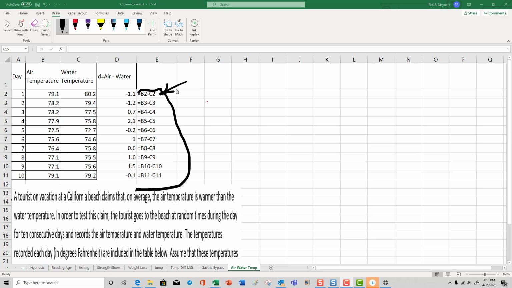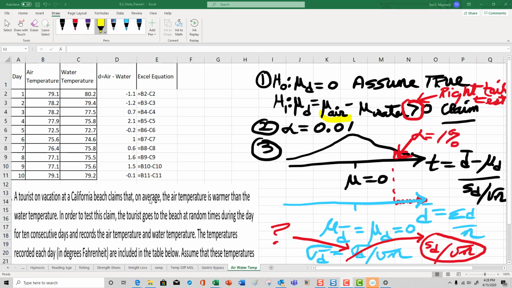Here you can see the Excel equations to perform the difference calculations. You create the formula in this top cell and then copy to the below cells. The claim is that on average the air temperature is warmer than the water temperature, or the mean difference, which is the mean temperature of the air minus the mean temperature of the water, is greater than 0. Since that's a strict inequality, then the claim is the alternate.